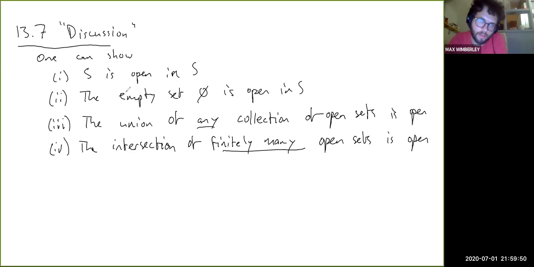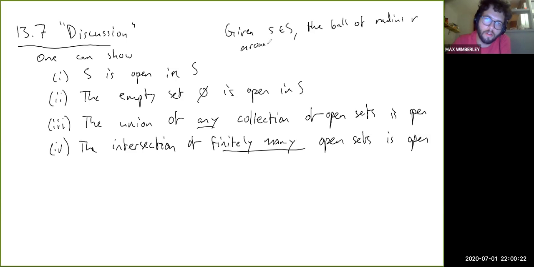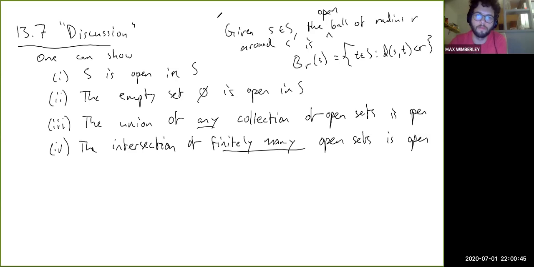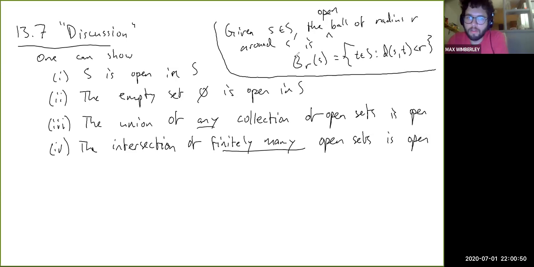So the first two here are kind of trivial in the sense that S is clearly open in S, because if you pick any point in S and just take a ball of any radius around that point, we call those sets balls, by the way. Given s in S, the ball of radius r around s, I'll use the notation B_r(s), is the set of points t for which the distance between s and t is less than r. It's the open ball of radius r in a general metric space. This is kind of a side thing. I might be using this notation in the future. I think sometimes there are other notations for this.